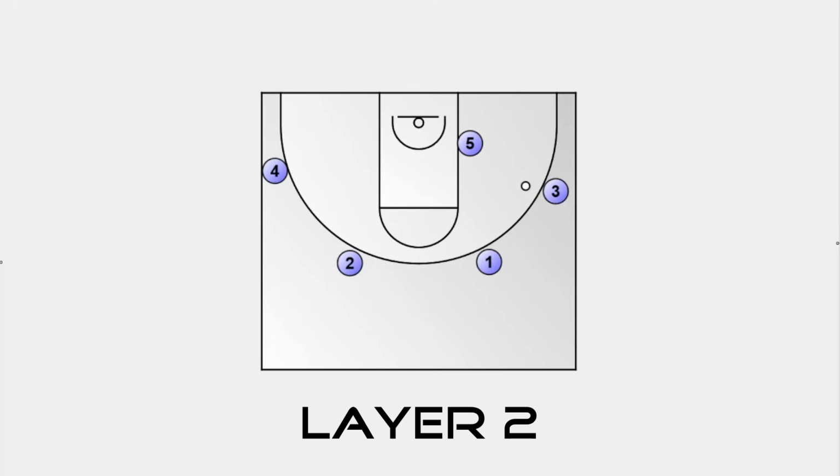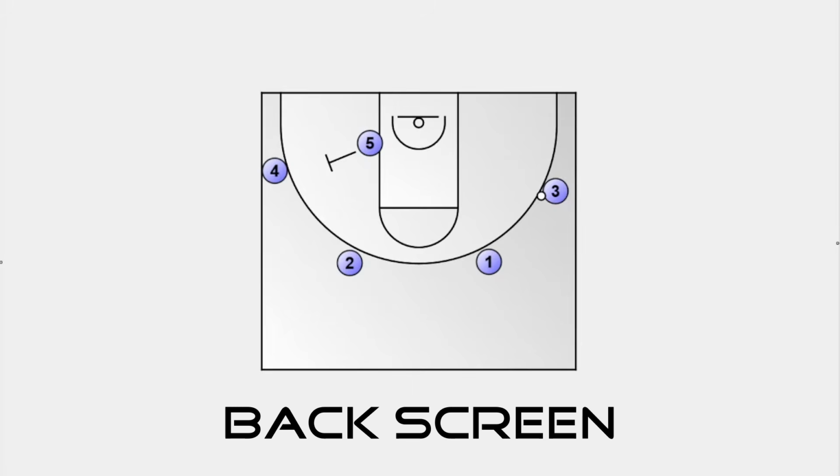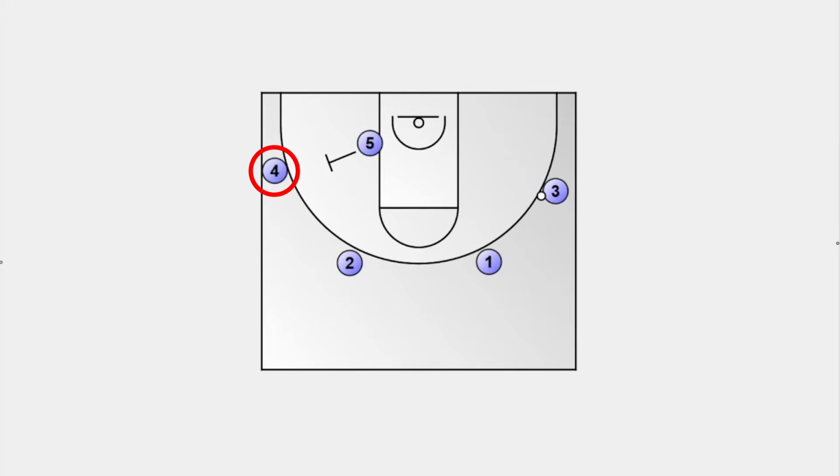In layer 2, we've already covered how to utilize the post player. Here is another option regarding the post player in a 4-out alignment. The post player steps away from the basket and sets a back screen for a perimeter player. The goal is to get the cutter open for a pass and score. We also want the screener to come back to the ball and be ready to receive a pass.